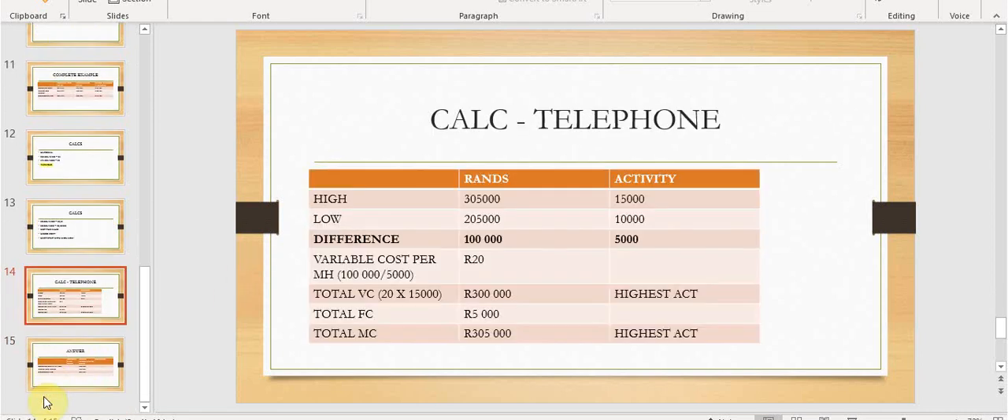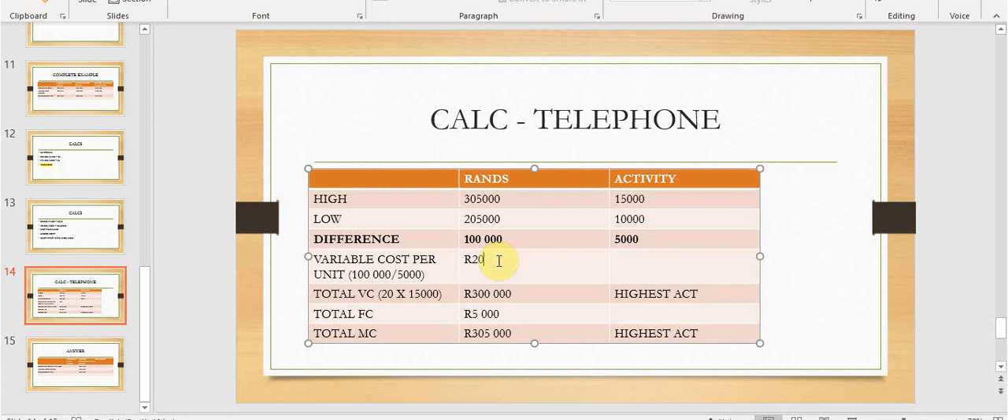Right. For the telephone, I said the highest rand value was 305,000, lowest rand value 205,000. Highest activity level was 15,000, lowest activity level was 10,000. So the difference in the rand is 100,000, the difference in the activity is 5,000. Now to calculate the variable cost per, and now it should not be machine hour, but rather per unit, because the activity levels again are in units. So I'm going to say it is 100,000 rand divided by the difference in the activity level of 5,000, and that gives me 20 rand.